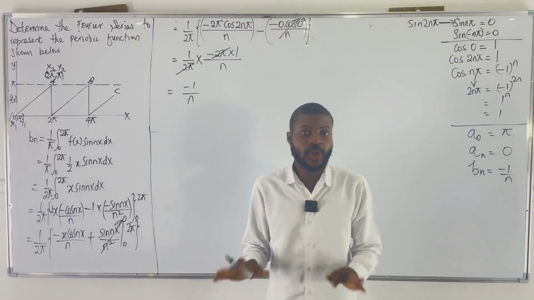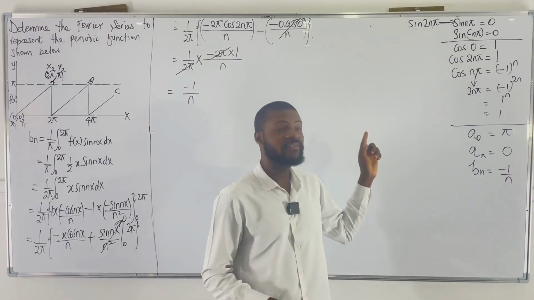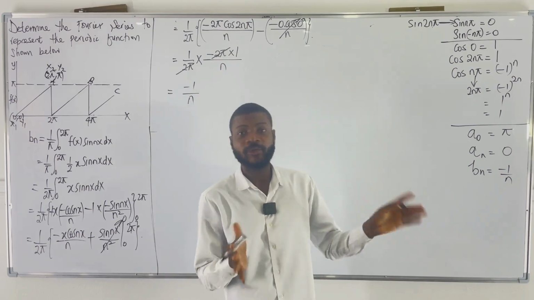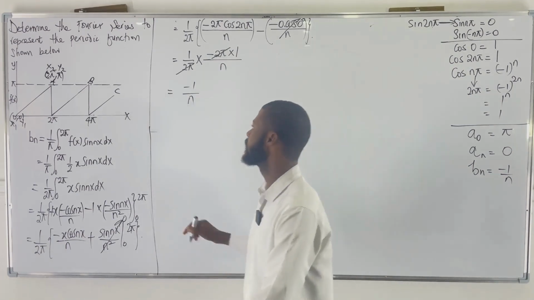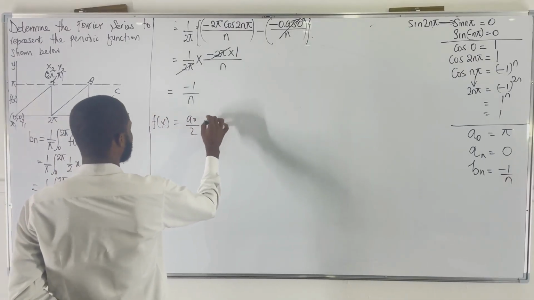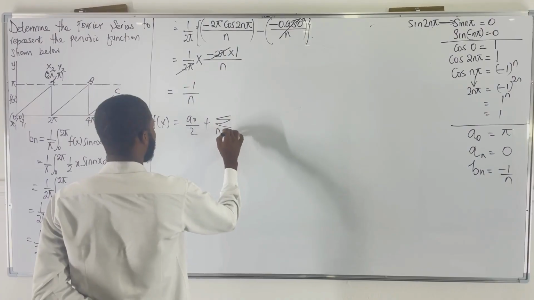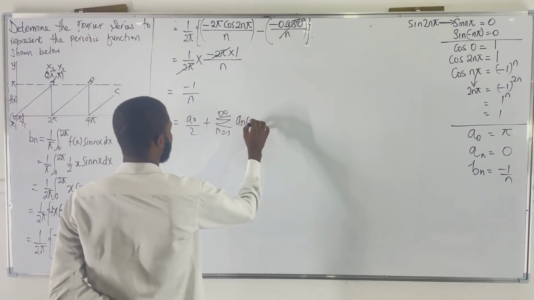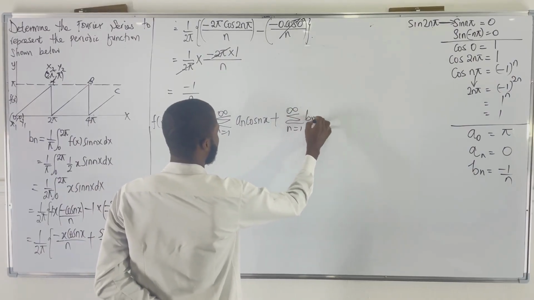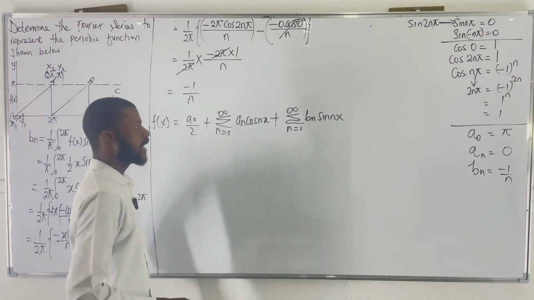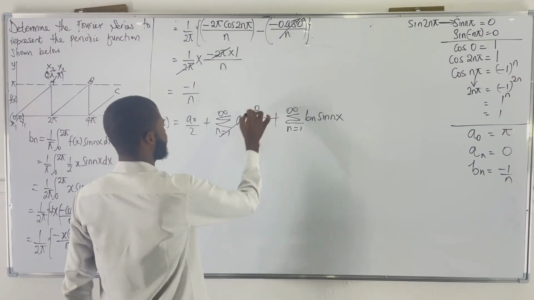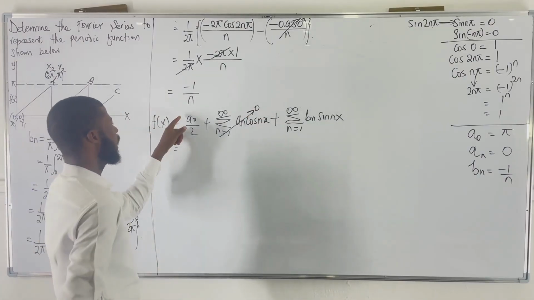Remember that what we have just done is to only find the coefficients. So right now, let us find the Fourier series. How do we represent this? f of x is a naught over 2 plus the sum from n equal to 1 to infinity of an cos nx plus the sum from n equal to 1 to infinity of bn sine nx. Now we know that this one is 0. This guy is 0, so this will not be existent.